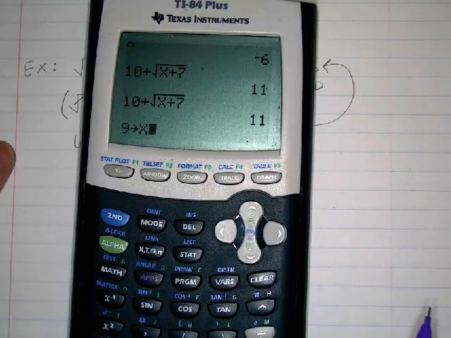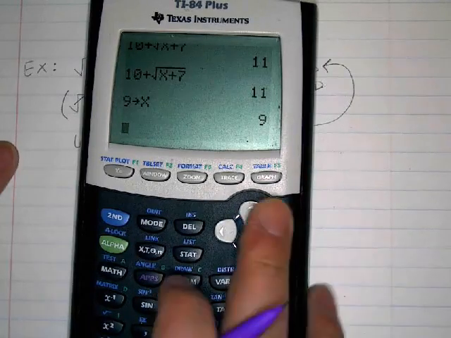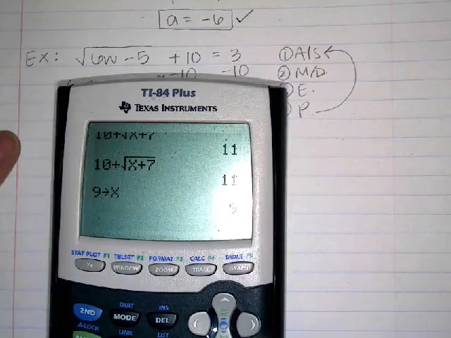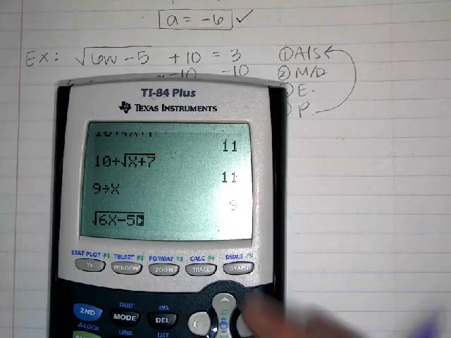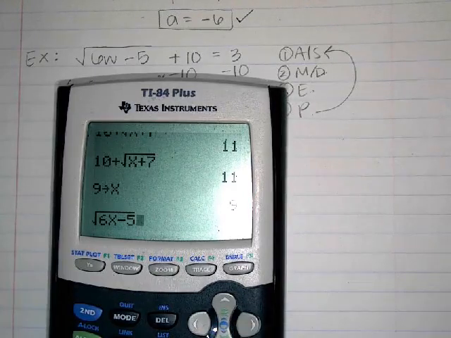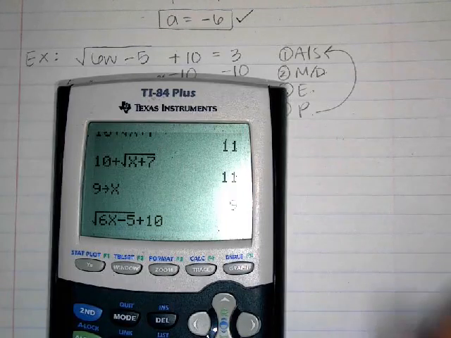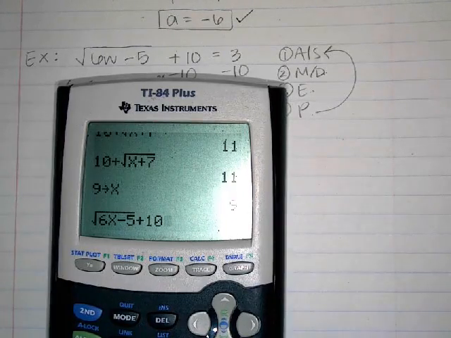Okay. And now I'm going to type this in. So I'm going to do square root of 6x minus 5 with a plus 10 on the end. And that should equal 3. And what does it equal? 7.68.